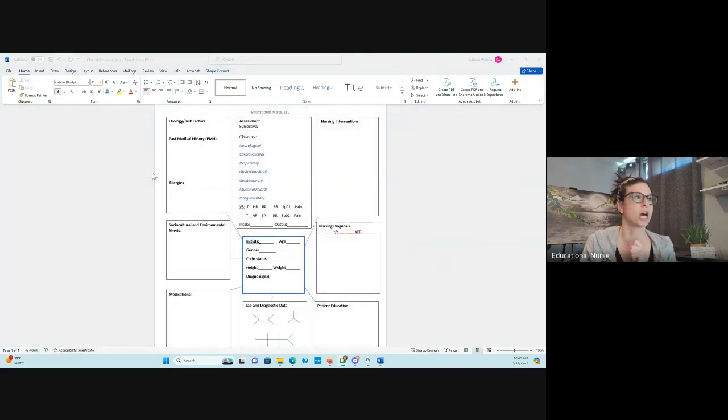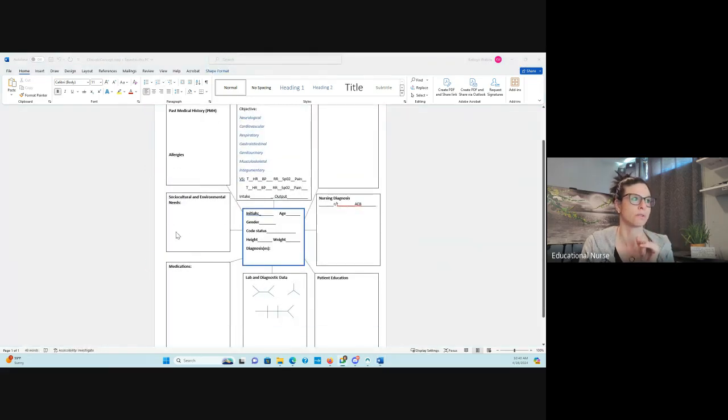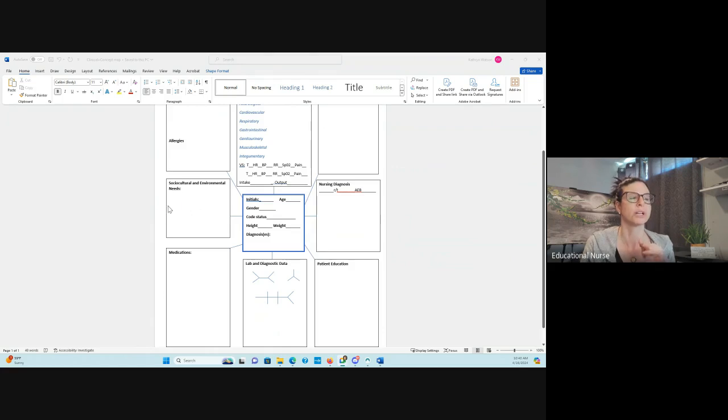So here is the concept map, as I was saying. Those are the social environmental needs. So this is where you're going to ask, do they have a walker? Where are they coming from? Are they coming from a nursing home? Are they coming from home? Do they live at home? Who helps support them? So this is where the Maslow hierarchy of care kind of comes in.